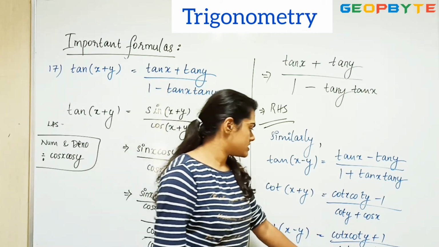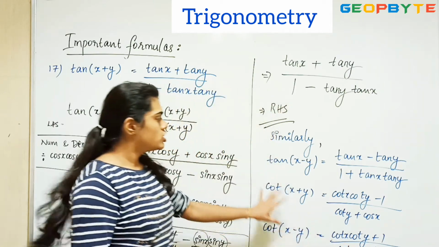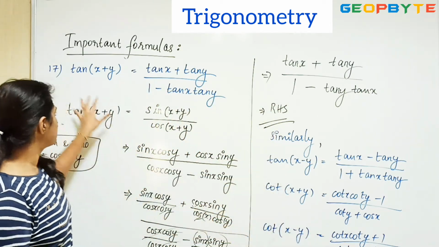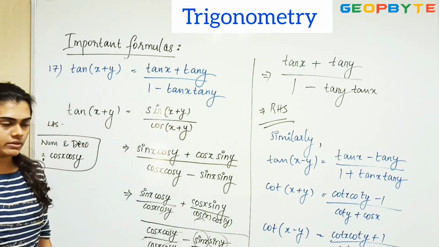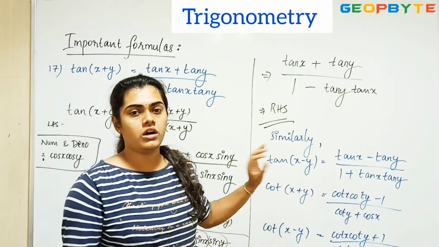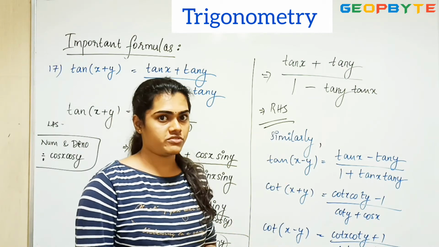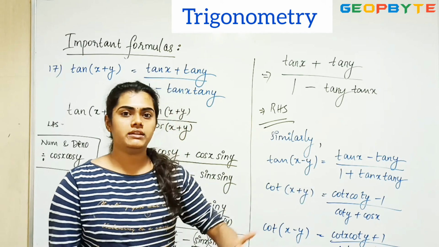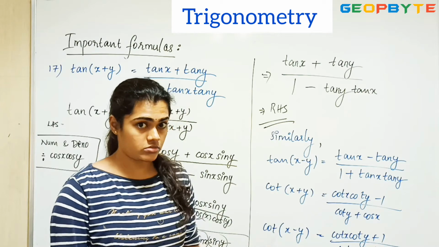And cot of x minus y is cot x cot y plus 1 by cot y minus cot x. So these four formulas, see 1, 2, 3 and 4, are very useful in solving problems. So I would recommend you to write down all the formulas in one sheet and keep a formula sheet with you, so that you can go through it whenever needed before exams to revise it. It will be very easy.